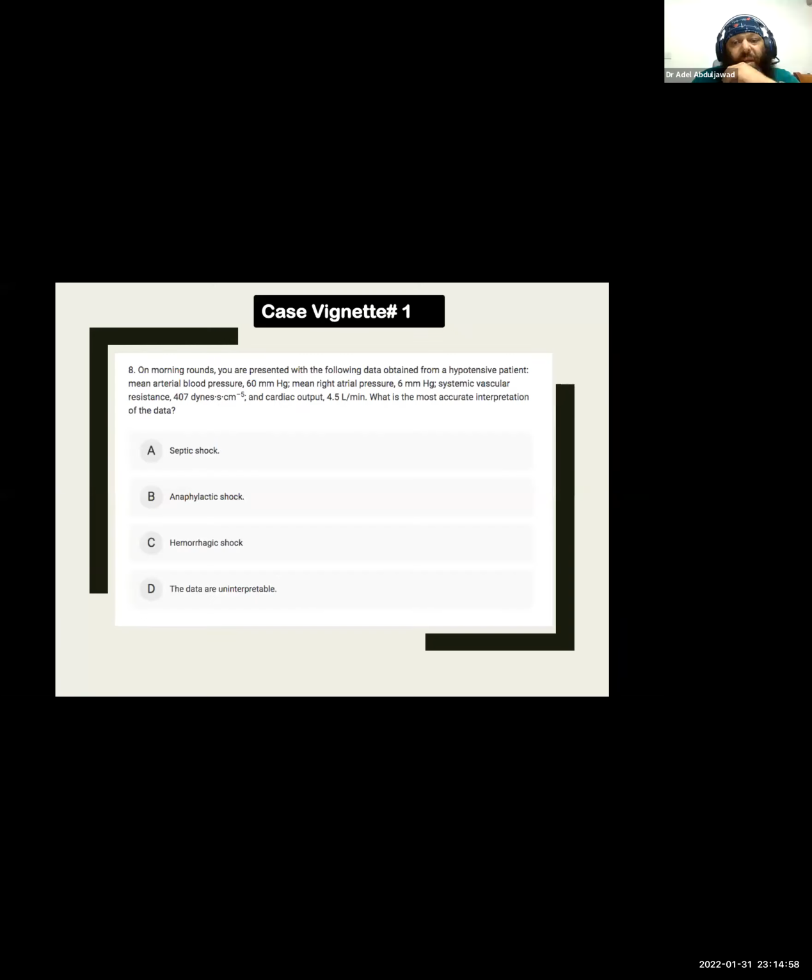So that means the answer D, uninterpretable, is the right one, because based on the data you gave me from the monitor, the SVR is wrong. When I calculated MAP minus CVP over cardiac output multiplied by 80, it should come out at 900 and above, which is normal. So this is unreliable data. I have to repeat the data again. It's the same as if you are looking at the monitor and find the heart rate on the monitor is 160.